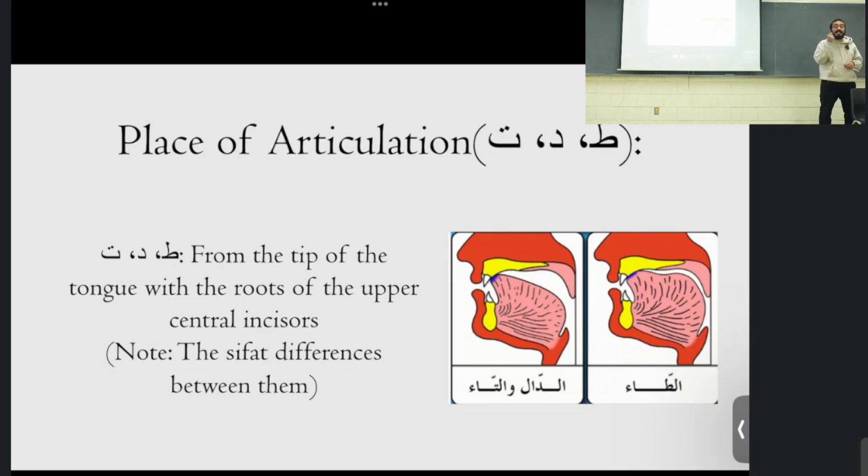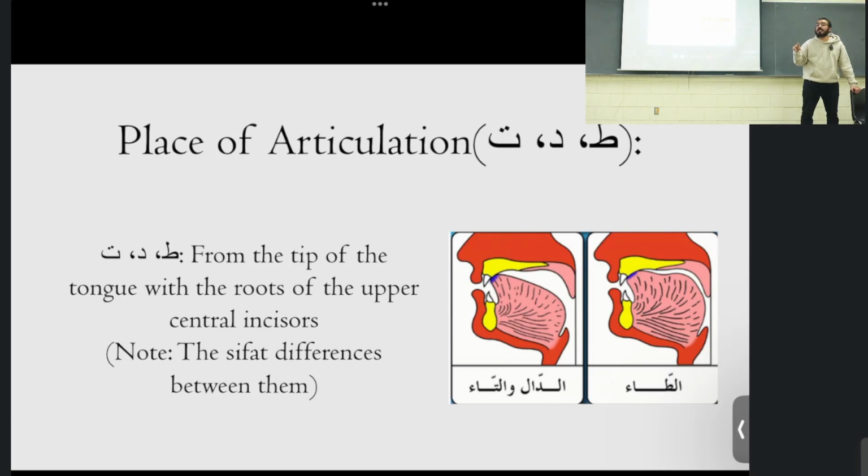Not in the sound. I'm saying in the place of where you put your tongue. Not the sound. Obviously, the sound is different. Da. Ta. Is there a difference in the place of articulation? Yes or no? Do you guys want to try it or you want to give an answer? I don't know. Ta. Da.